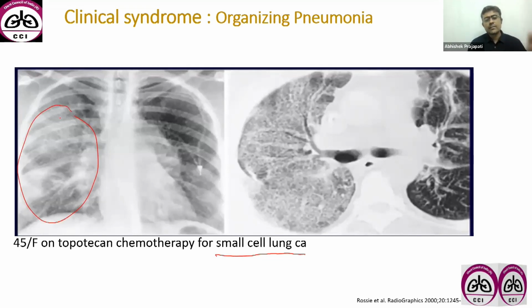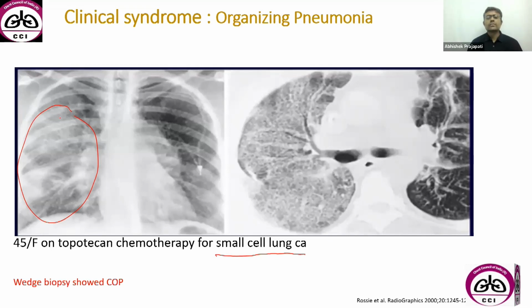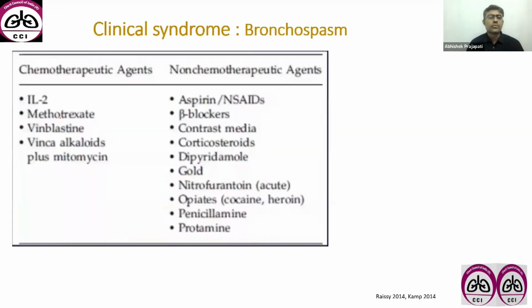On X-ray, we are appreciating airspace opacification as well as interstitial involvement. And on biopsy, it was cryptogenic organizing pneumonia. So the diagnosis was drug-induced cryptogenic organizing pneumonia.